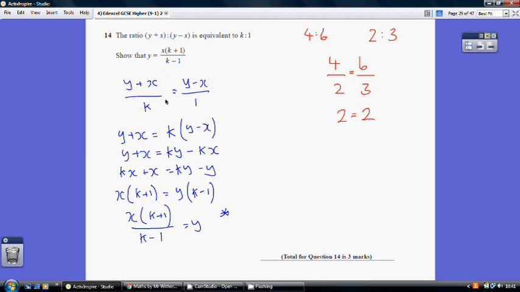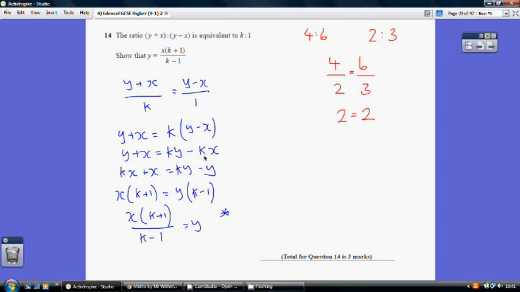So it's just how do we undo a dividing by 1? We multiply by 1. How do we undo a dividing by k? We multiply by k. So let's multiply through by k. So we get y plus x equaling k times y minus x. Multiply out the bracket, we get this.